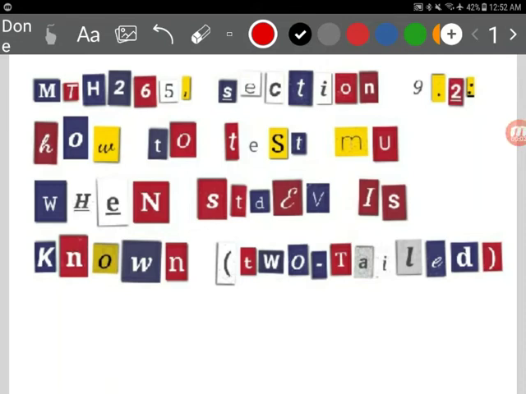Hello class, we are still in section 9.2 and we want to see how to test the mean value when the standard deviation is known, and we're going to look at a two-tailed test. Turn back with me to page 437 and let's look at our procedure again.